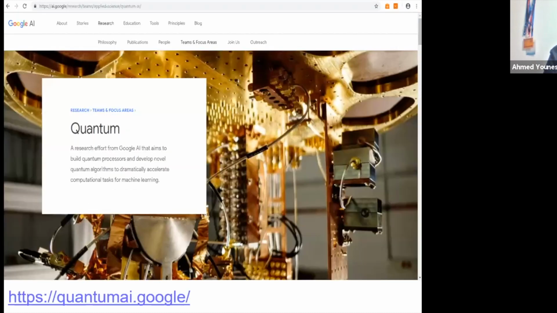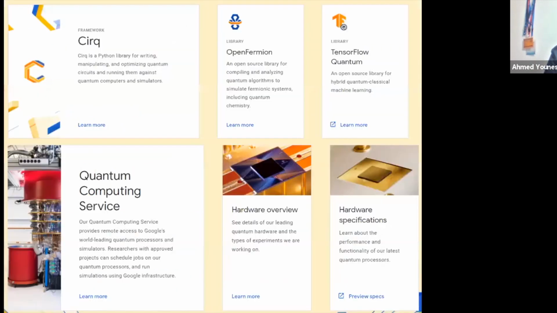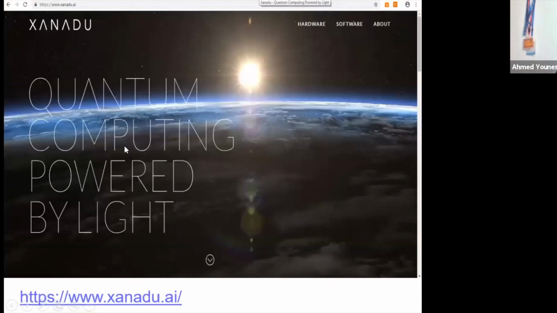I'm running out of time, so I will go quickly. This is Google's quantum computer. This is Cirq, the programming language for Google. Xanadu is a photonic quantum computer. Actually, in our group, the Alexandria Quantum Computing Group, we are interested in IBM, Google, and Xanadu.